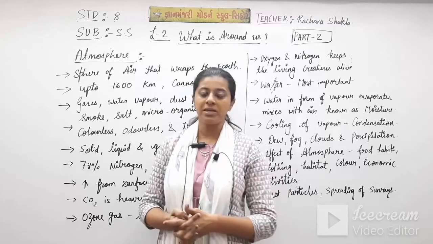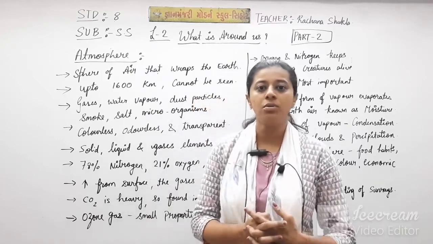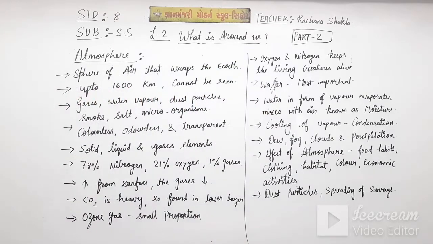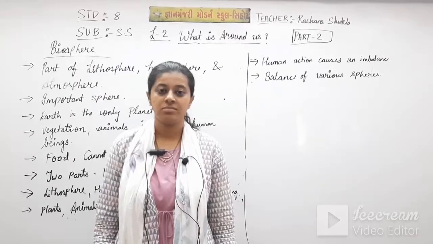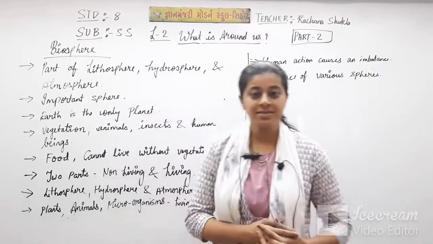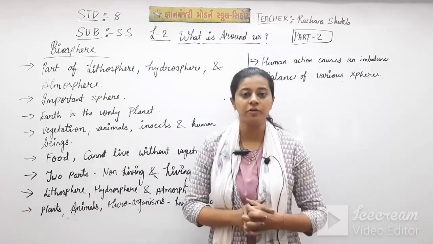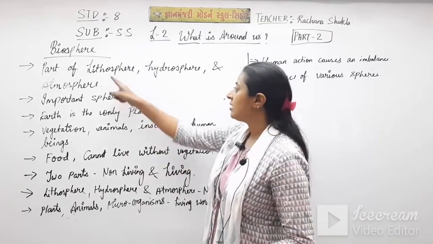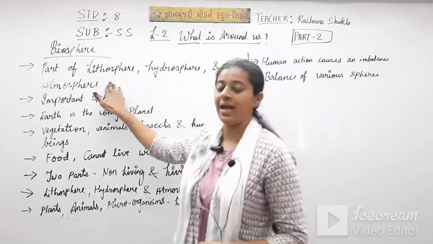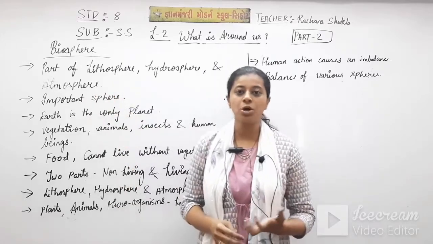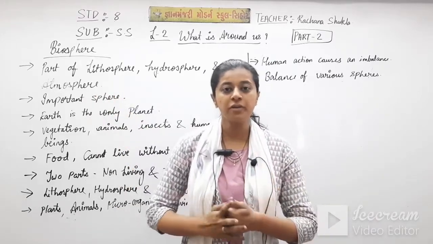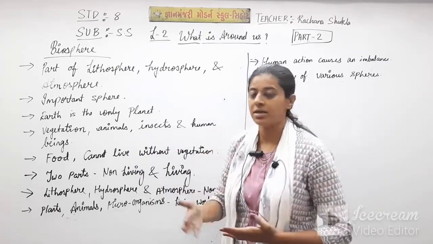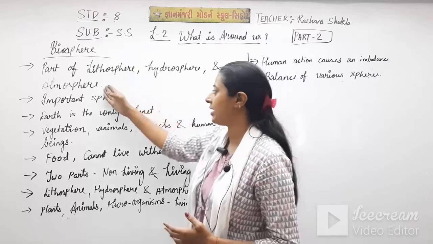With this we have completed the topic of atmosphere. Now let's see what is biosphere. Biosphere is that part of the earth which comprises all the three layers, all the three spheres, that is lithosphere, hydrosphere and atmosphere. So our last topic, that is biosphere, one of the four spheres, includes all the three spheres that we have already studied, that is lithosphere, hydrosphere and atmosphere.